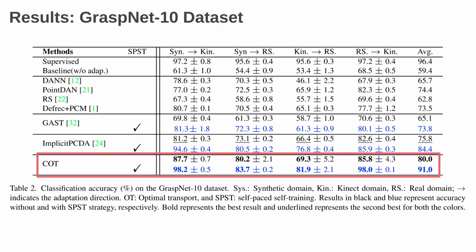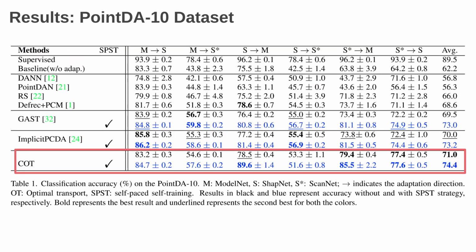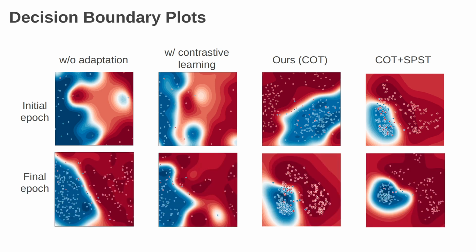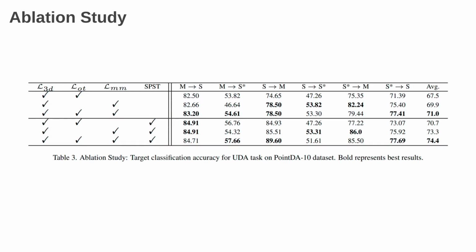Our method achieves state-of-the-art performance on GraspNet-10 dataset. It also achieves a best average performance on the PointDA-10 dataset. We also examine the decision boundaries of our learned models. We fit an SVM and consider a 1 versus rest strategy to visualize the decision boundaries. The decision boundaries get smoother and more compact as we add individual modules to our method. The ablation study shows that each module effectively contributes in order to achieve the best adaptation performance.